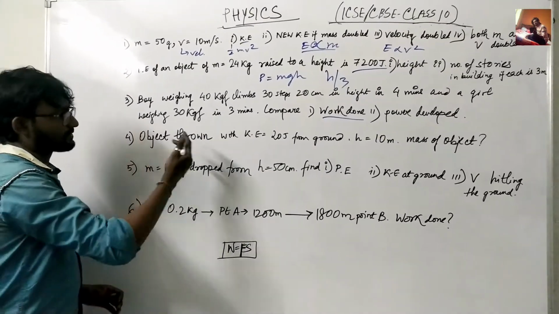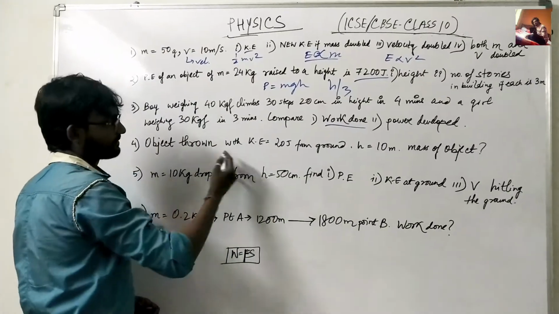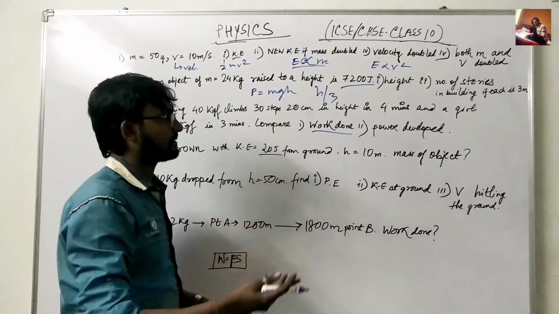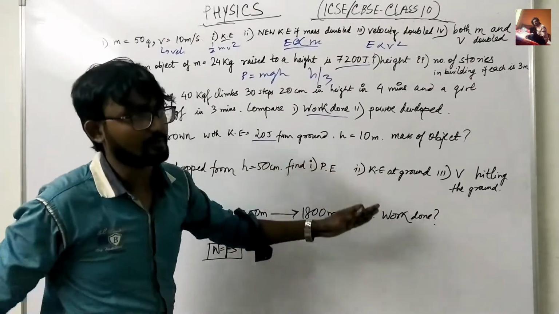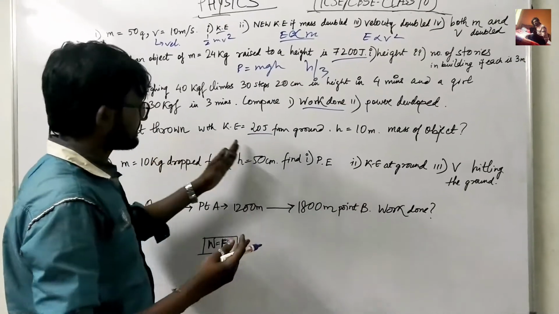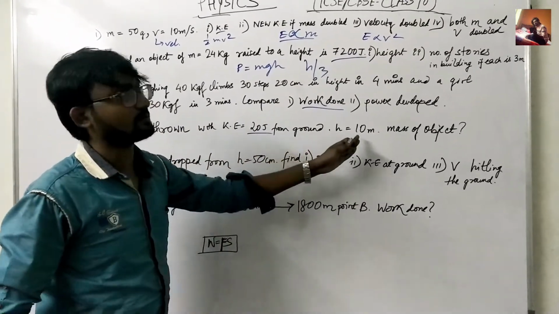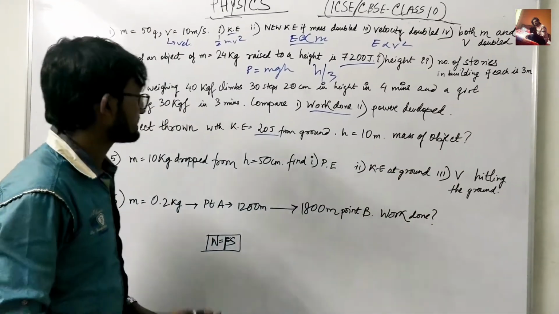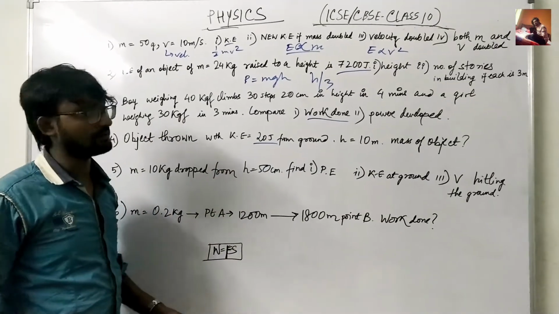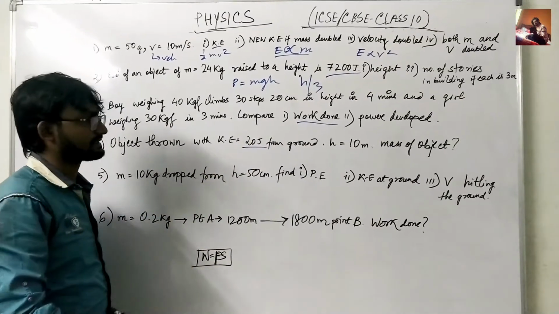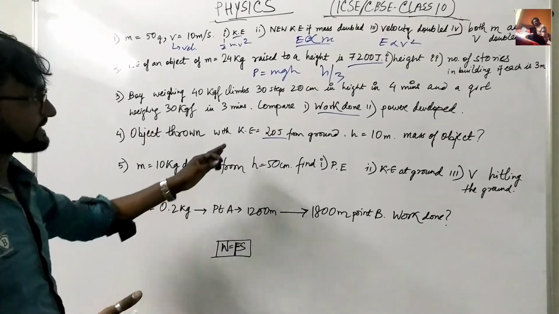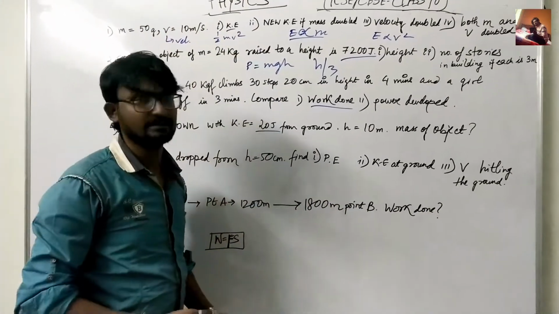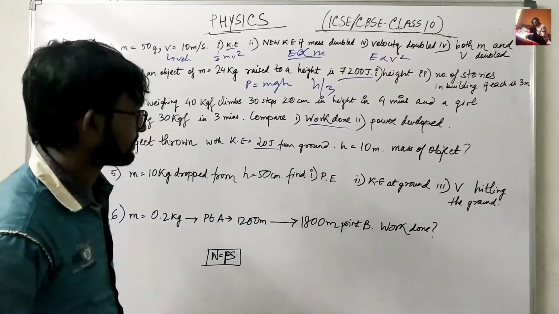Do it. Next sum, number 4. An object is thrown with kinetic energy 20 joule from the ground. I'm throwing it with a velocity. So kinetic energy initially is 20 joule, and it is moving to a certain height h, that is 10 meter. Find the mass of the object. So mainly kinetic energy is equal to potential energy, so mgh is equal to half mv square in this case. Here kinetic energy is nothing but the potential energy that the body reaches as it is getting the height.